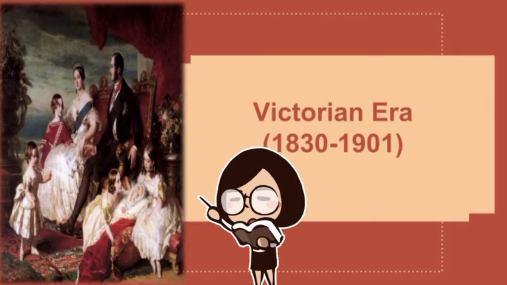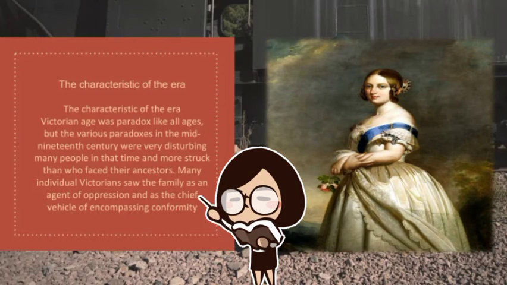And the next one, we're going to the Victorian era, which is from 1830 until 1901. And here are the characteristics of the Victorian era. One of the characteristics was paradox. The various paradoxes in this era were very disturbing to many people at that time. Many individual Victorians saw the family as an agent of oppression and as the chief vehicle of conformity. High Victorian was known as an era of conflicting explanations: theories of scientific, economic confidence, and also social, spiritual feminism.